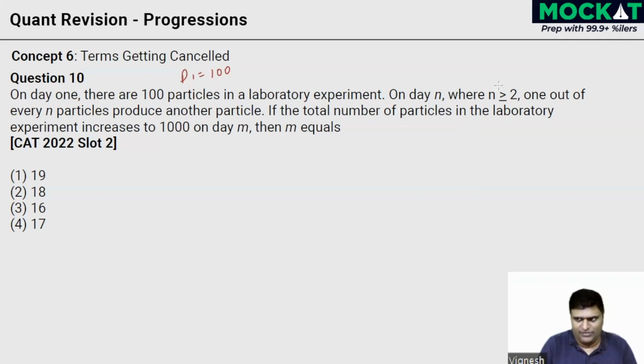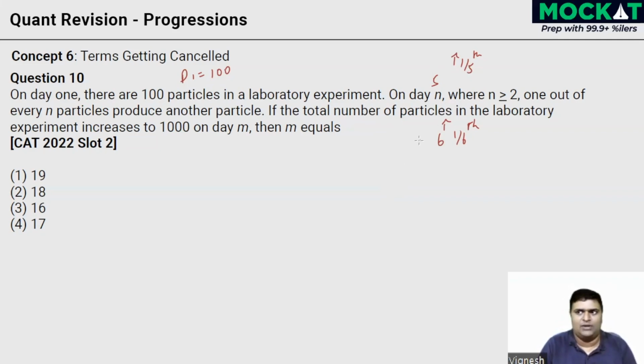So if there are 2 particles, then 1 extra 3 is created, right? On day 5, what is going to happen? For instance, on day 5, 1 out of every 5 is creating another one. So extra 1/5 is being produced. On day 6, if there are 6 particles, 1 extra is produced. So for every 6, 1 extra is produced. So 1/6 extra is being produced. So essentially what it means is every subsequent day, where day n is there, extra 1 by n particle is being produced. Extra 1 by n.